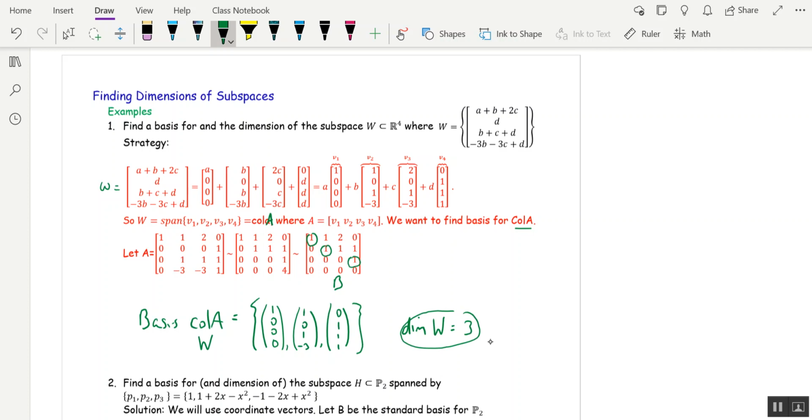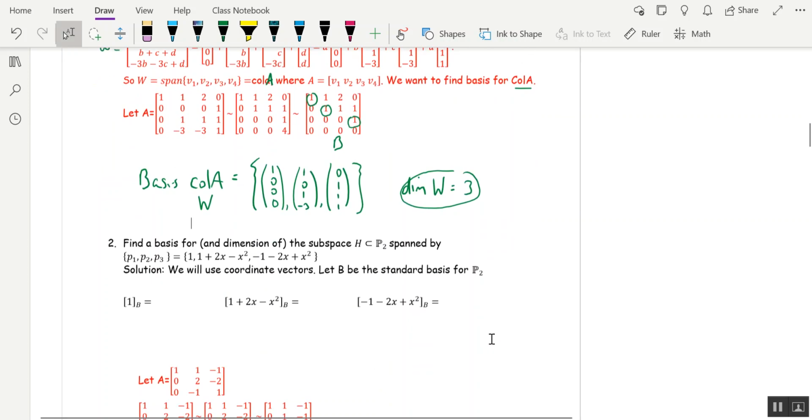Okay, let's do another one. Notice W is spanned by 4 vectors, but we couldn't assume that those formed a basis, because a basis has 2 requirements. Span, we have that, but they also have to be linearly independent. It turns out that those 4 vectors were not linearly independent, because actually a subset of 3 vectors spanned that same space that is spanned by this set of 4 vectors. Okay, another one.